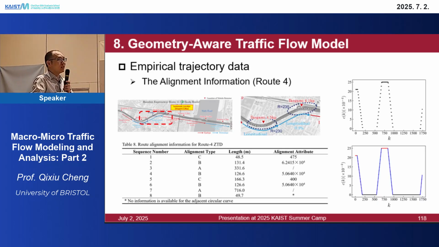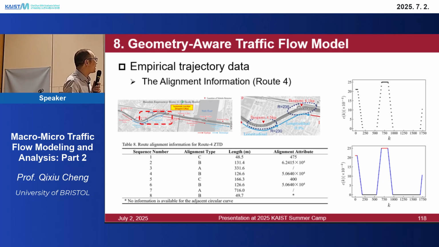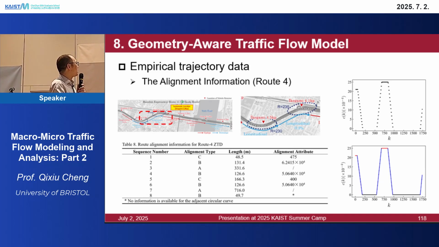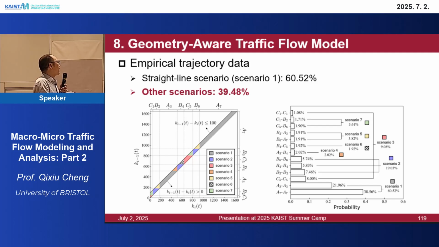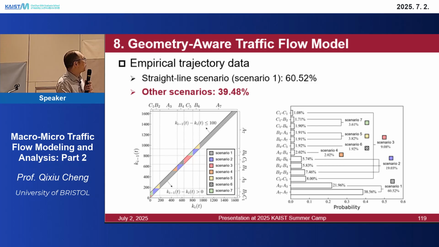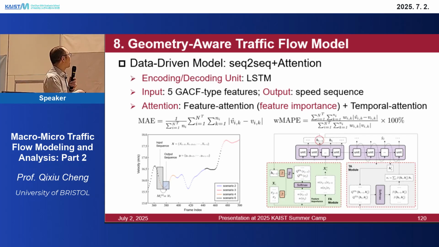Okay, then we did some empirical analysis. In this ZTD dataset, there are different alignment types and different attributes, the road geometry properties. We can see the straight line is 60% in this scenario, and the other scenarios make up almost 40%. So this is a good example to show the geometry-aware car following model. And we compare the results.